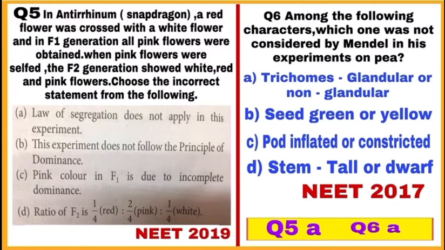Question number 6. Among the following characters, which one was not considered by Mendel in his experiments on pea? Among all 4 characters given below, trichomes, glandular or non-glandular, was not considered by Mendel in his experiments on pea. So, right option is A, mark A.